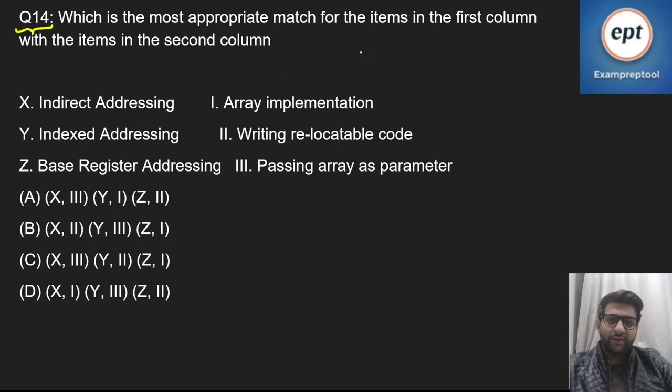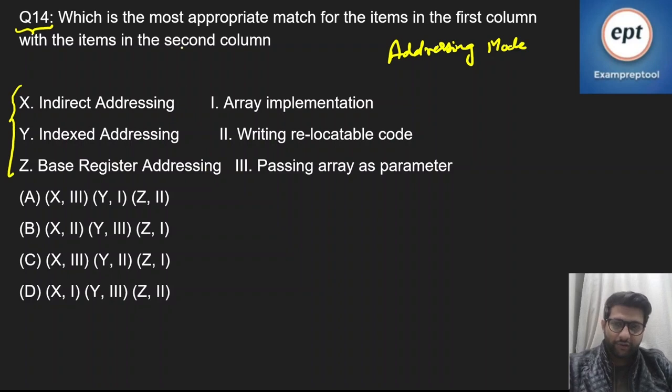Again a question on addressing modes. Try to see if you understand these three different types of addressing modes. So try to solve this question once. We have to match the first column with the items in the second column. So first is indirect addressing. I have explained this indirect addressing mode enough number of times.